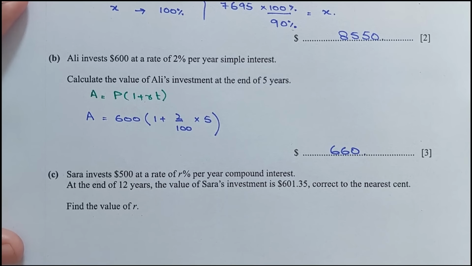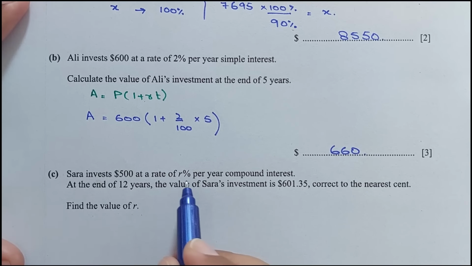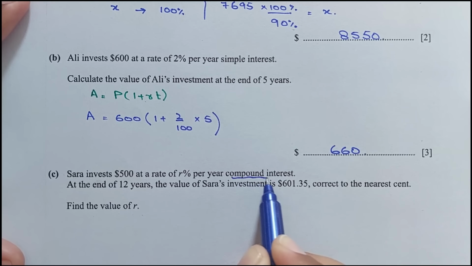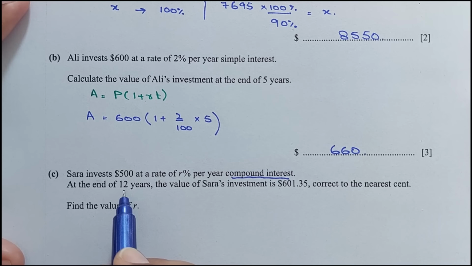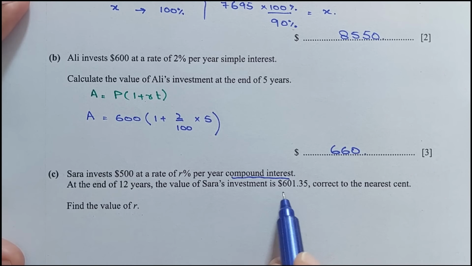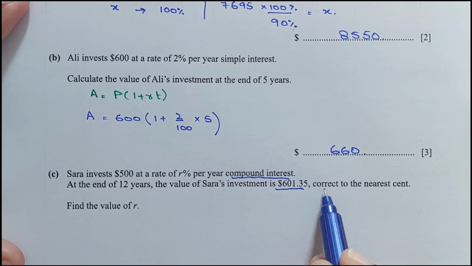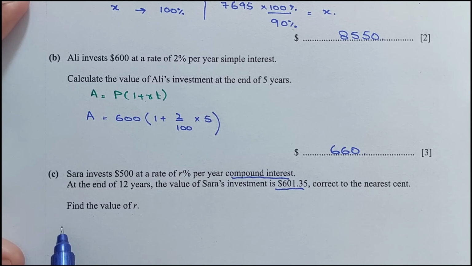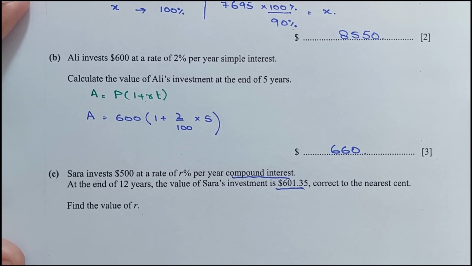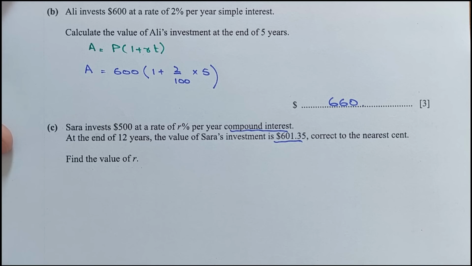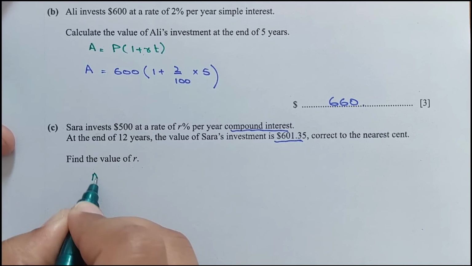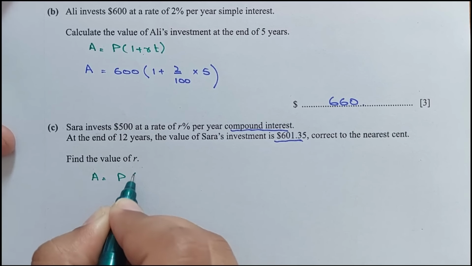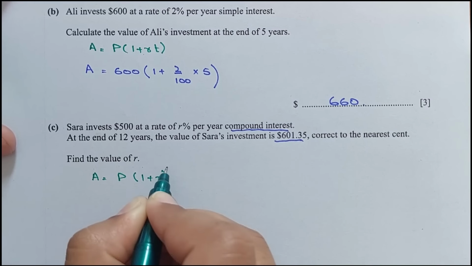Now for part C, Sarah invests $500 at a rate of 4% per year compound interest. At the end of 12 years, the value of Sarah's investment is this much, correct to the nearest cent. Find the value of R. So using the formula of compound interest, A equals P times (1 plus R) to the power T.